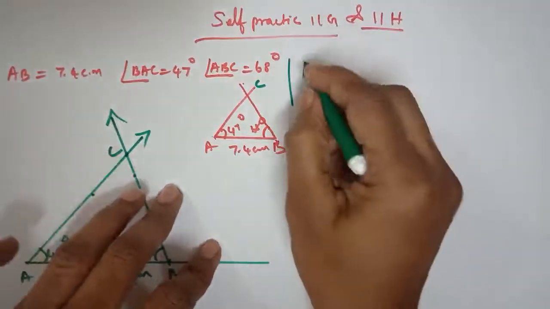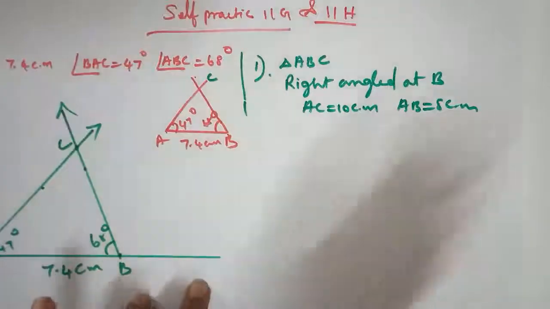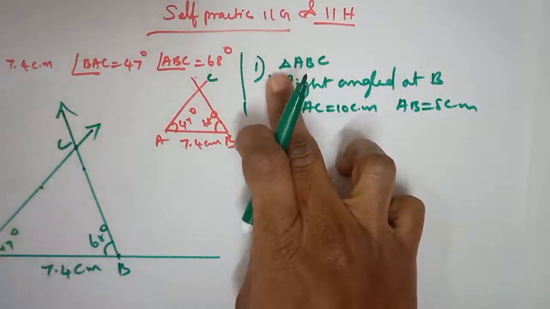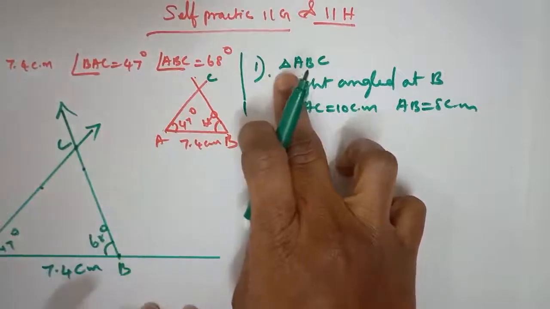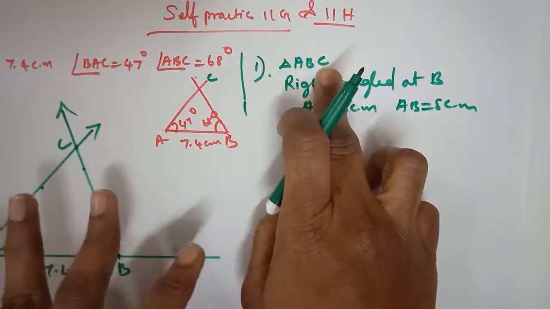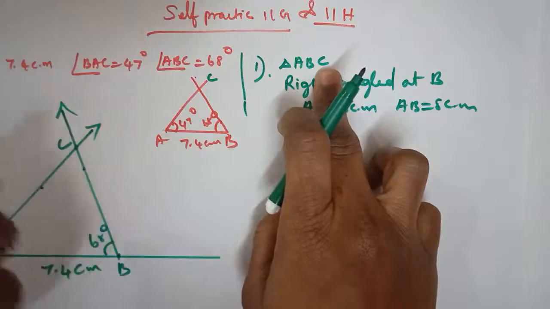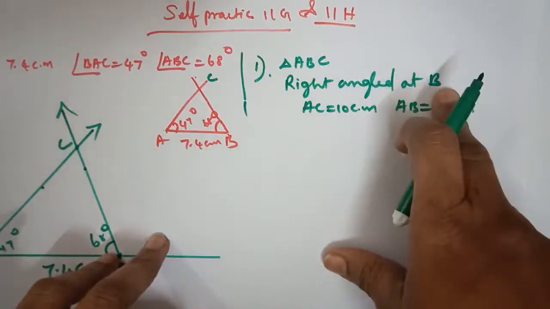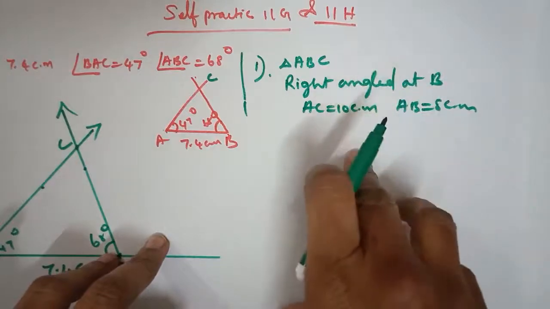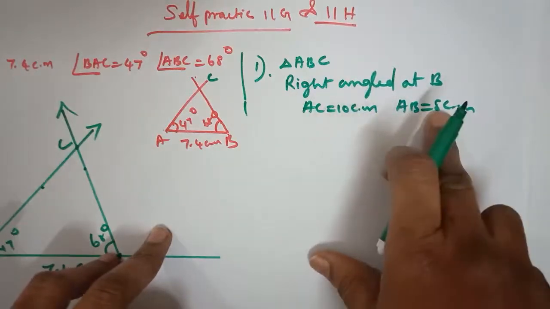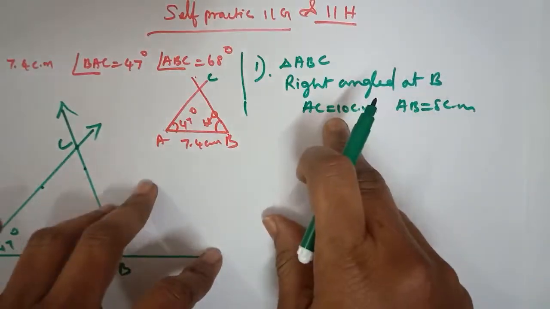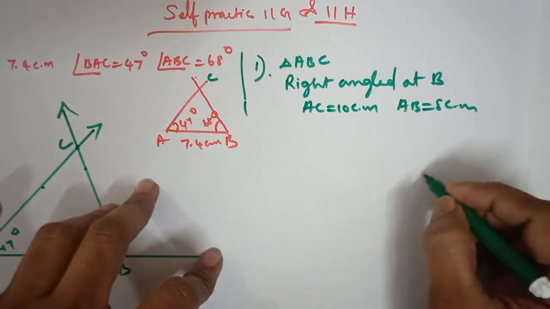Now let's move to 11H. 11H first question. Listen students, here 11H first question. Other sums or homework, you just do it by yourself. Okay students, triangle ABC. If you have any doubt, you can message me, or otherwise you can call me. Right angle triangle, right angle at B. Here we have to construct a right angle triangle, AC 10 cm and AB 8 cm. Already I have said you should take the biggest side as base.